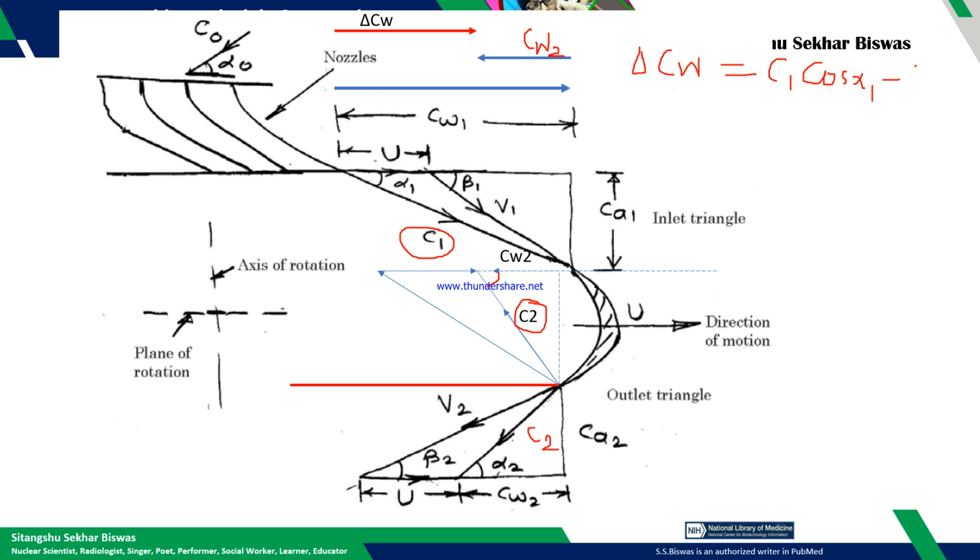So C2 cos alpha 2. This component basically contributes the impulsive effect for the turbine, because we are considering the absolute velocity.